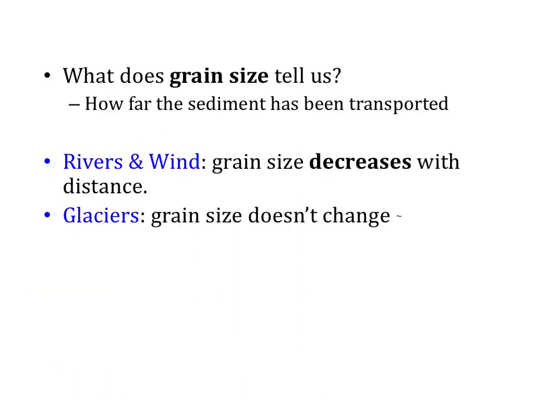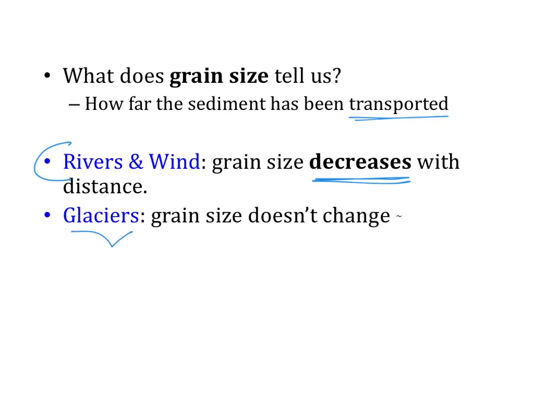So grain size again gives us a little information about the history of the sediment, right? It tells us how far the sediment has been transported. When grains are broken off of a rock and then are transported by rivers and wind, they tend to bounce around against each other and the bedrock, and that decreases their size. They break into smaller pieces.